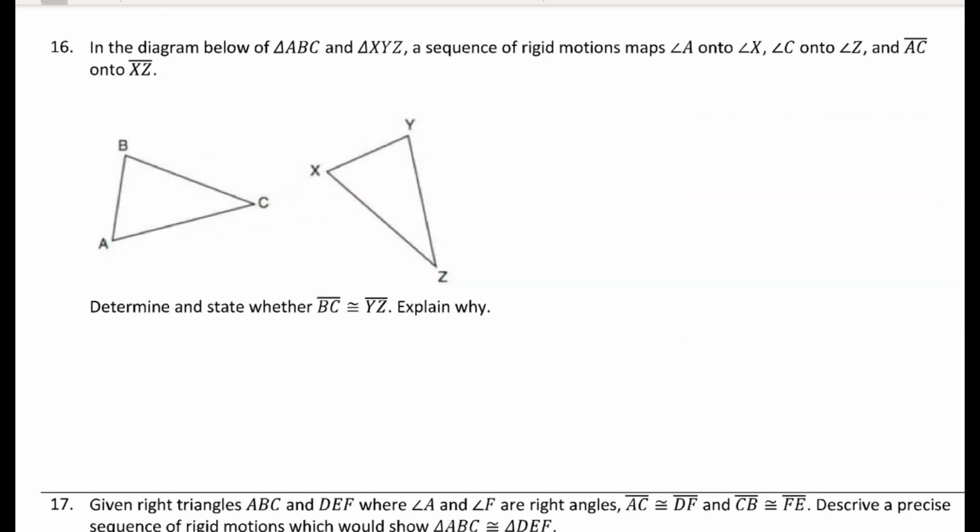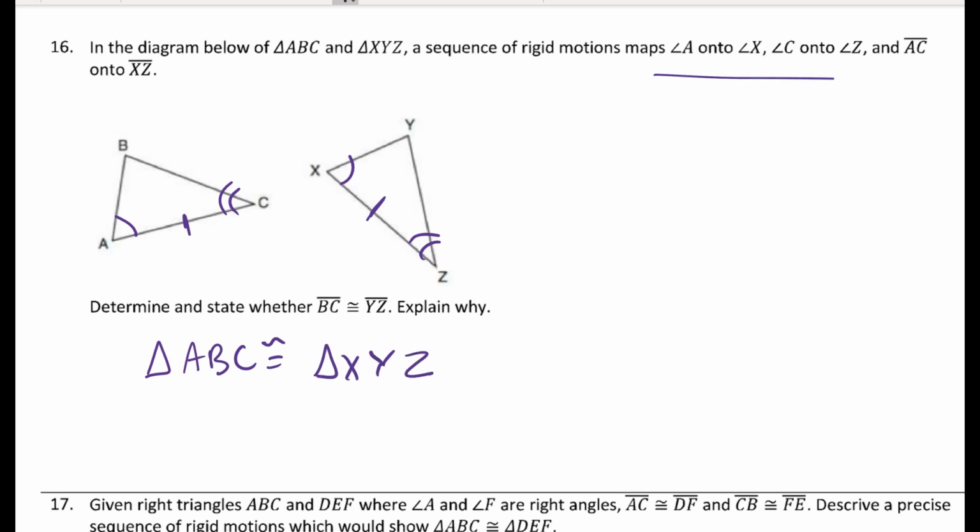Number 16. In the diagram below of triangle ABC and triangle XYZ, a sequence of rigid motions maps angle A onto angle X, and angle C onto angle Z, and AC onto XZ. Determine and state whether BC is congruent to YZ. Well, I think I have enough information here to state that triangle ABC is congruent to triangle XYZ.